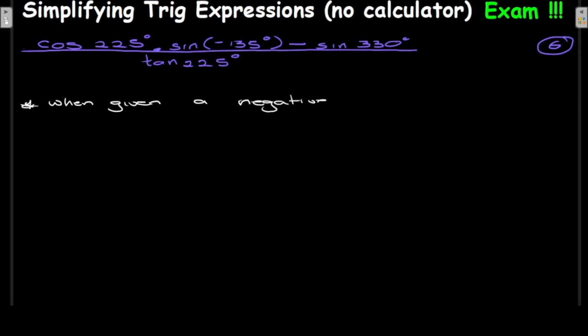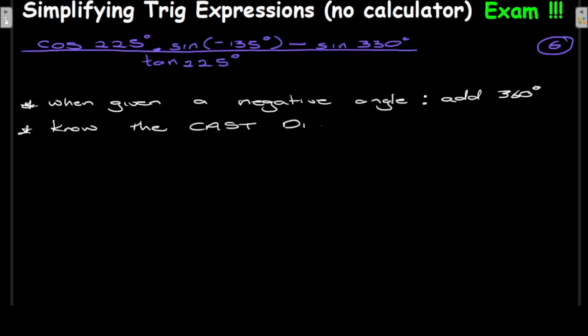Right, so the first thing that you need to know is when you are given a negative angle in your bracket, the first thing that you've got to do is add 360. So when you have a negative angle, for example, where we have sine minus 135, you just need to add 360, so it will be sine of 360 minus 135.